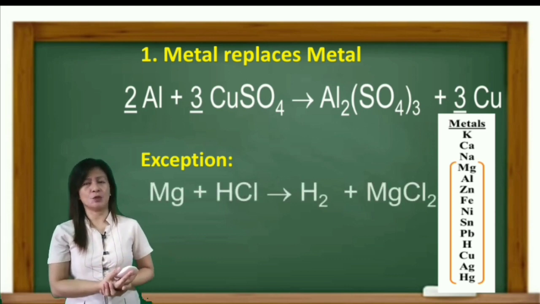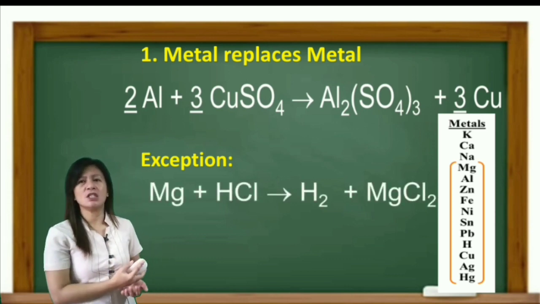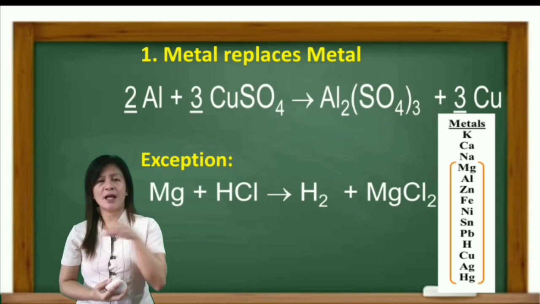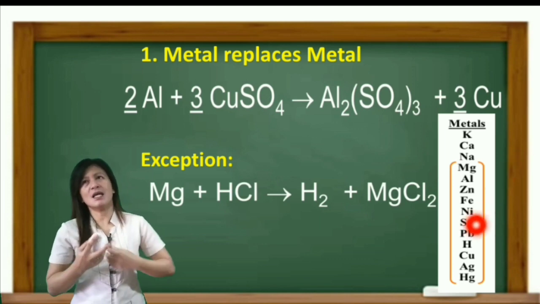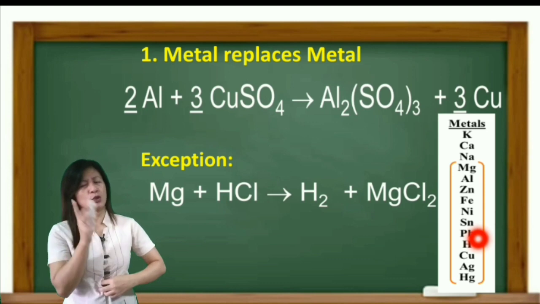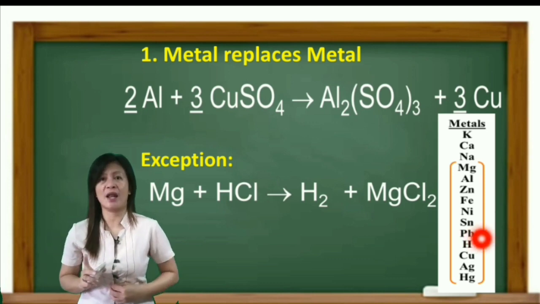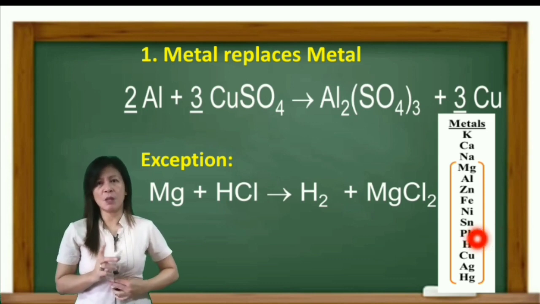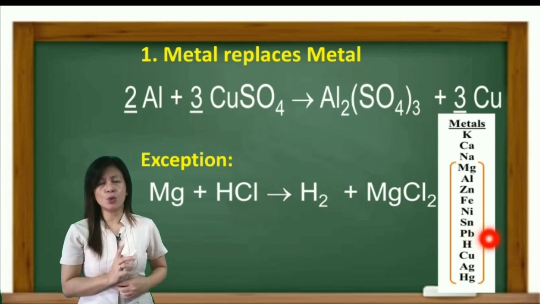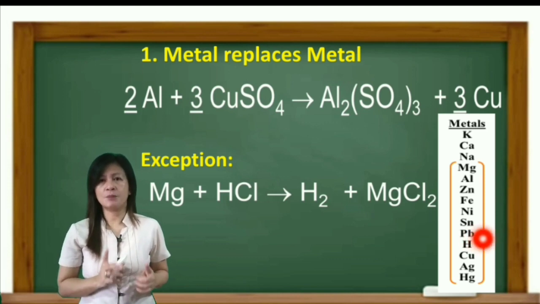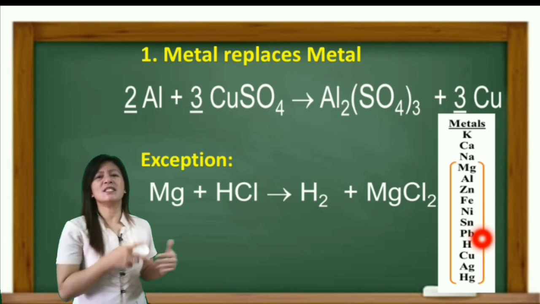Although we have some exceptions. Notice in the activity series, we have one element that is a non-metal. It is the activity series of metals, but we observe one non-metal, which is hydrogen. And where is the position of hydrogen? It's next to lead. It's before copper. So what does it mean?